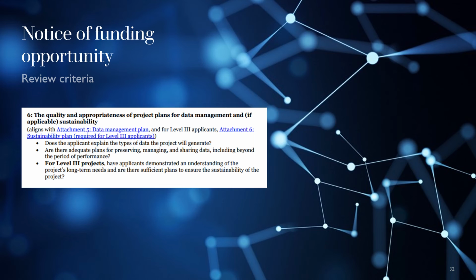Finally, the 6th review criterion is the quality and appropriateness of project plans for data management and, if applicable, sustainability. So here you will want to articulate the types of data you expect to produce, discuss plans for managing the data, including beyond the period of performance, and for Level 3 projects, demonstrate an understanding of the project's long-term needs and develop sufficient plans to ensure the sustainability of the project.